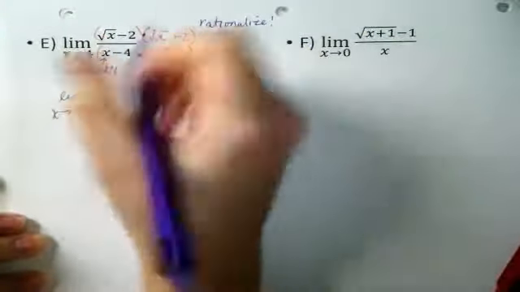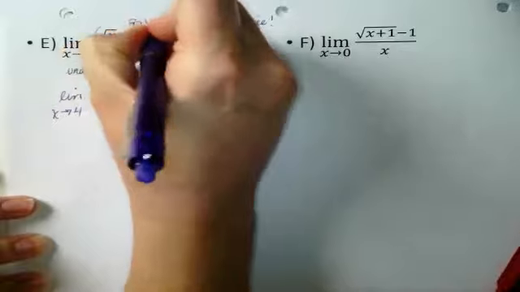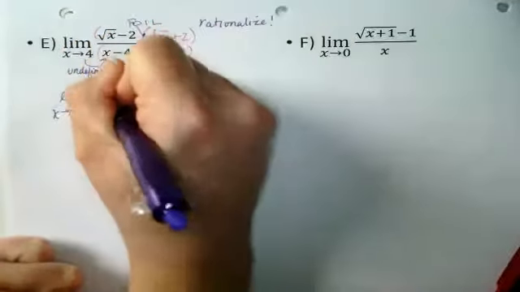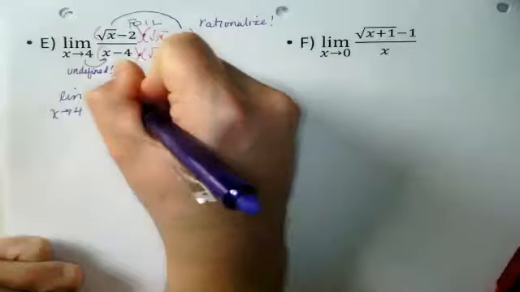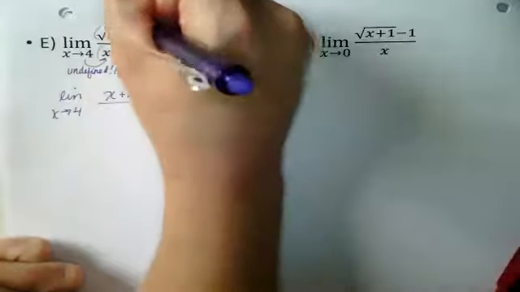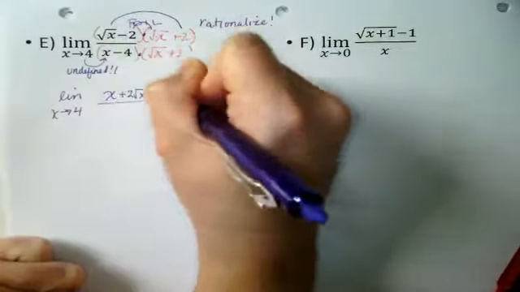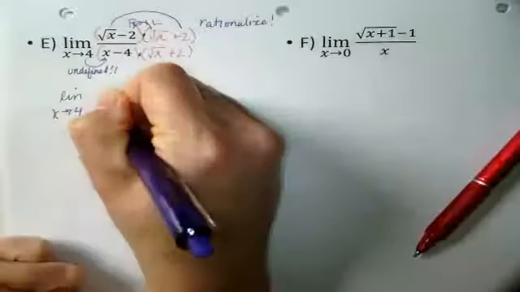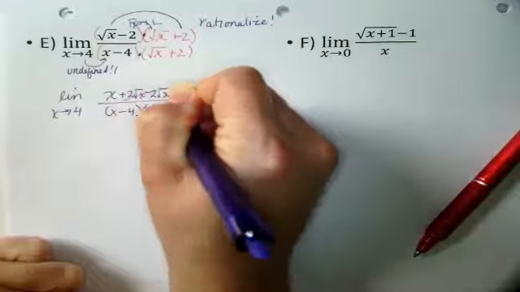Now we can go ahead and multiply the numerator together. Radical x times radical x is x. The outside is positive 2 radical x. The inside is negative 2 radical x. And last times last is negative 4. Oh, these middle terms cancel out. Isn't that handy? And in the denominator, we're left with x minus 4 times radical x plus 2.